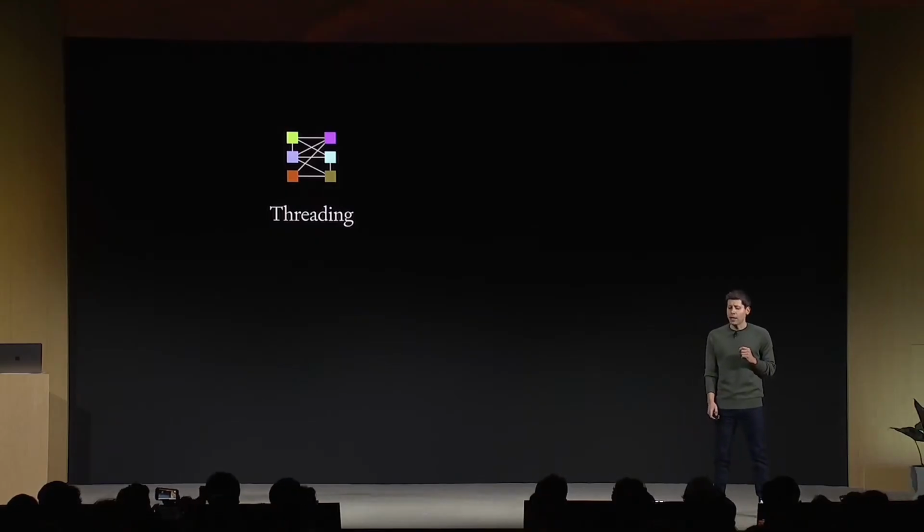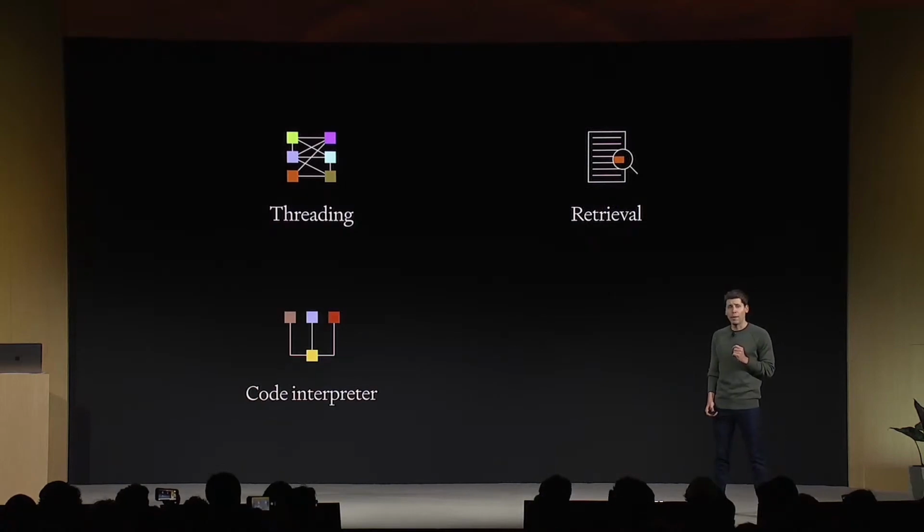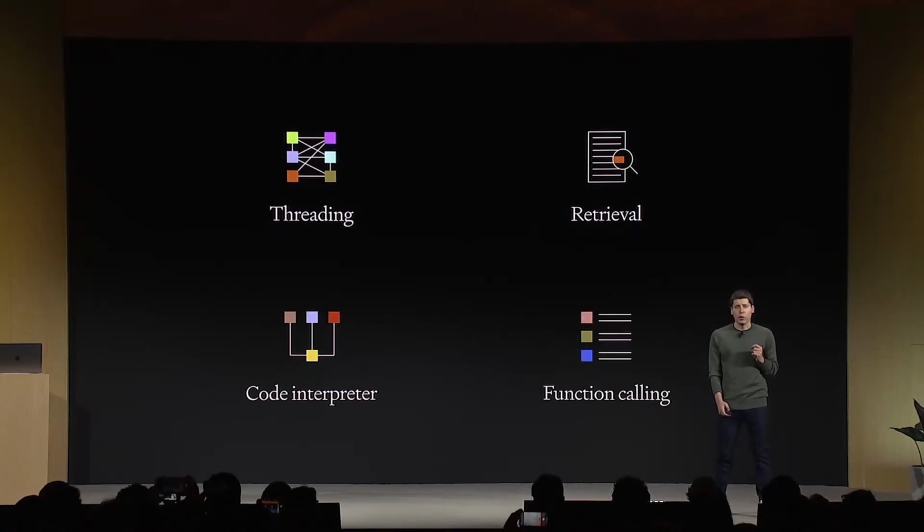The Assistants API includes persistent threads, so they don't have to figure out how to deal with long conversation history, built-in retrieval, CodeInterpreter, a working Python interpreter in a sandbox environment, and of course, the improved function calling that we talked about earlier. Thanks, Sam.